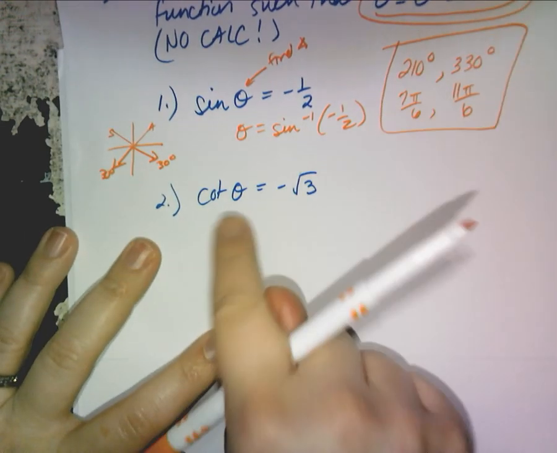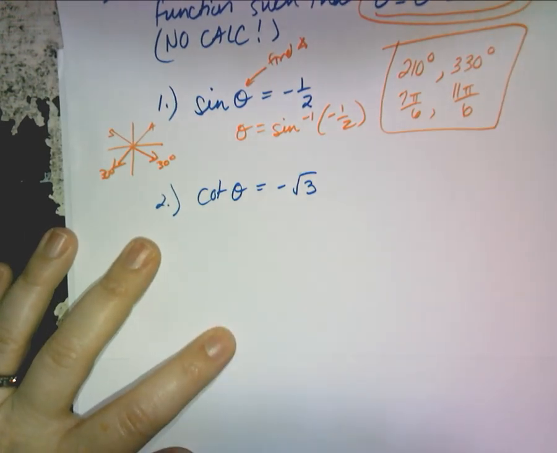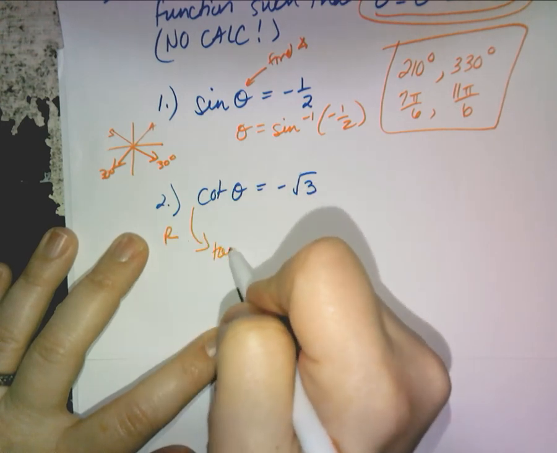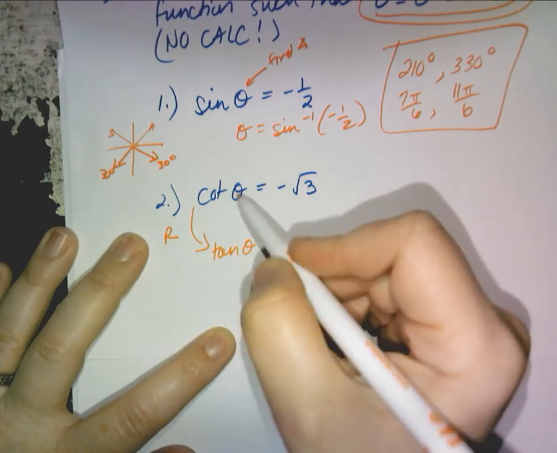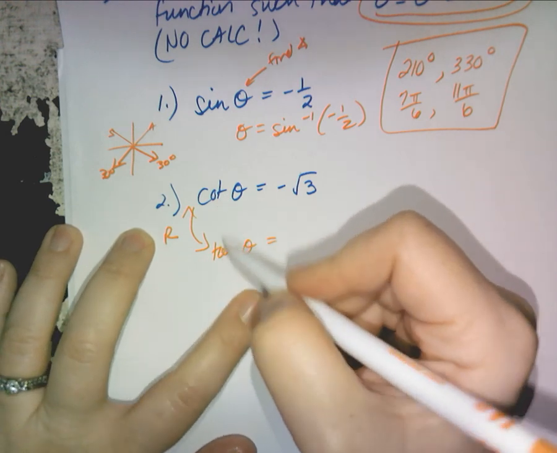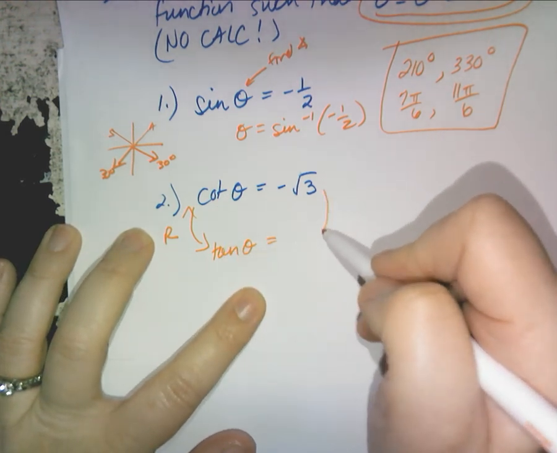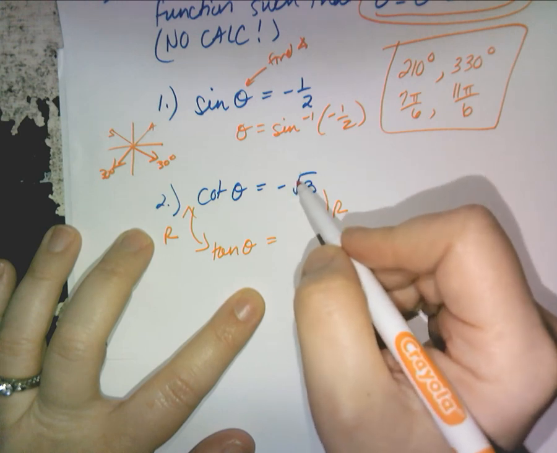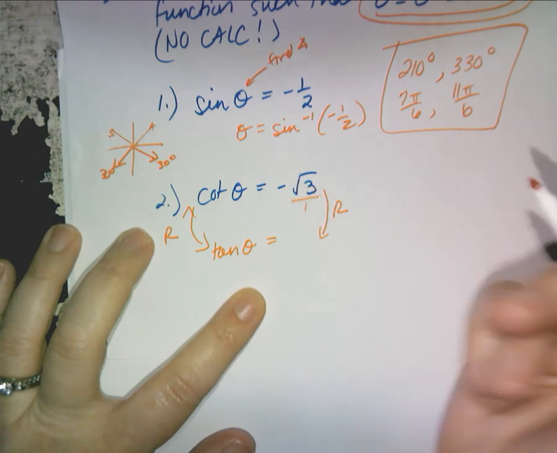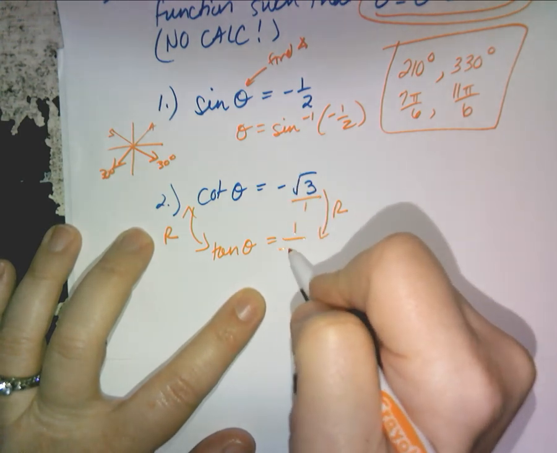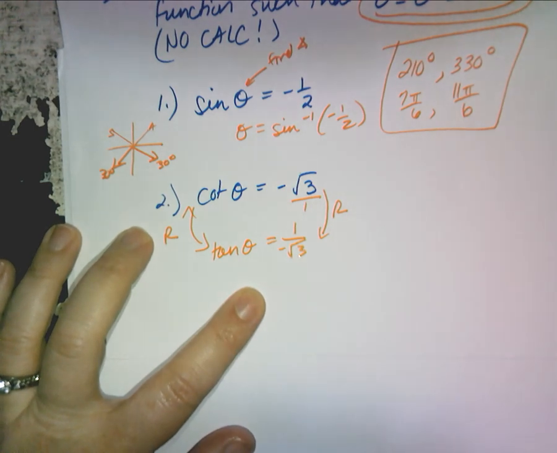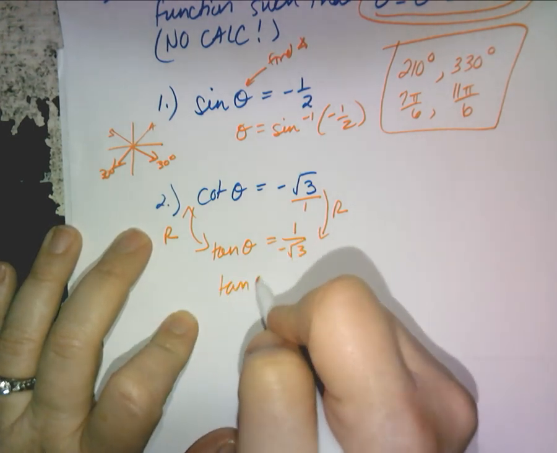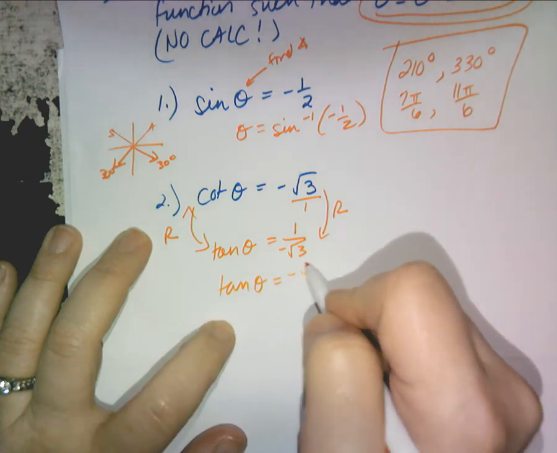So cotangent, what's the reciprocal to cotangent? It's tan, right? If you reciprocate from this on this side, then why don't you just reciprocate this? That's how I do it. The reciprocal of negative square root of 3, let's say it's over 1, would be 1 over negative square root of 3, right? But then let's rationalize that. What would that be rationalized? Negative root 3 over 3.